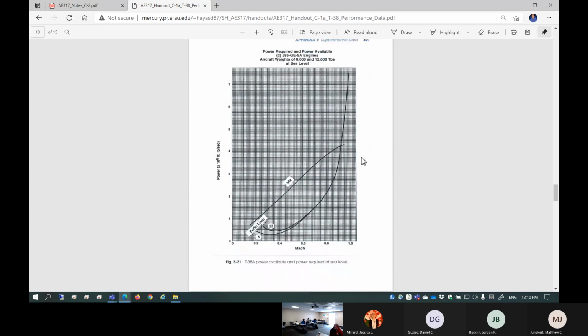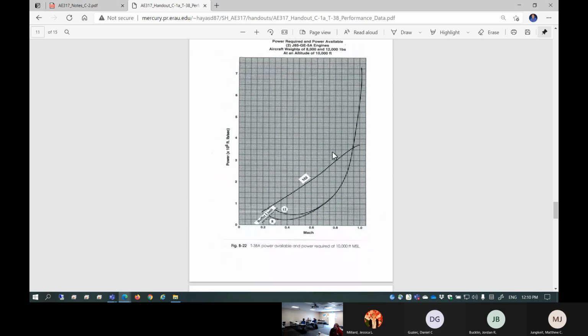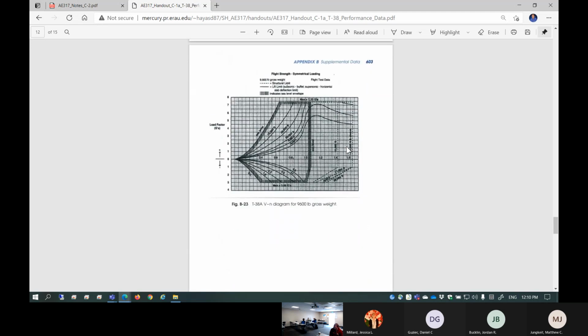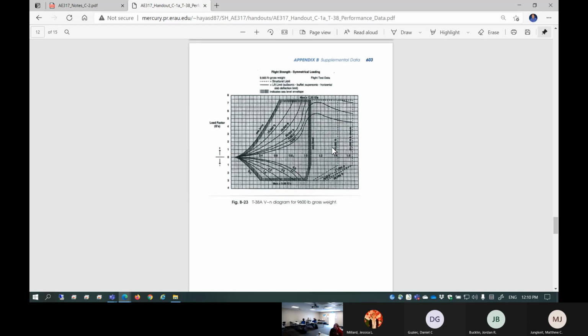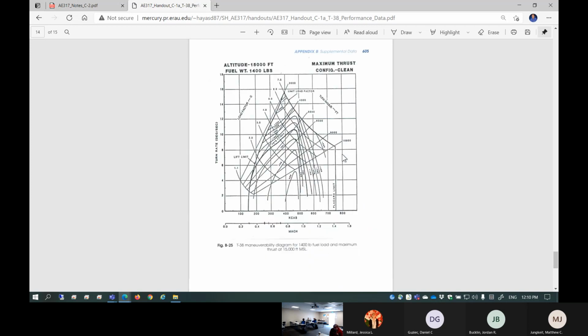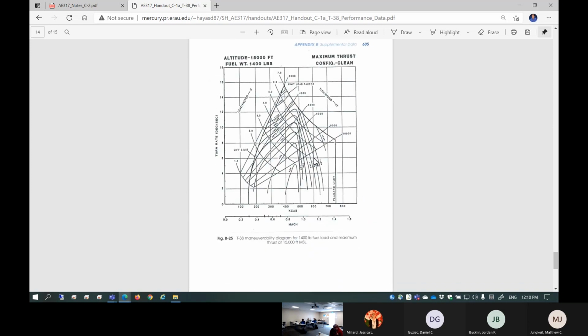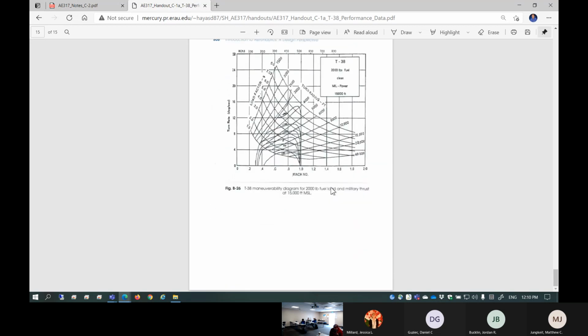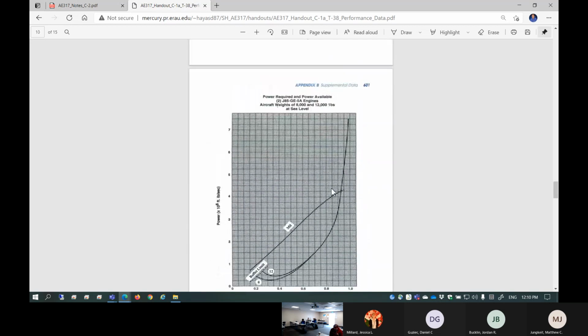This is the power plot. This is the sea level power plot, and this is the 10,000 feet power plot. This is the V-n diagram; we're going to cover that later. This is the maneuverability plot; we're also going to cover that, such as the minimum rate of turn radius and things like that. So this is the entire set of actual data for the T-38.